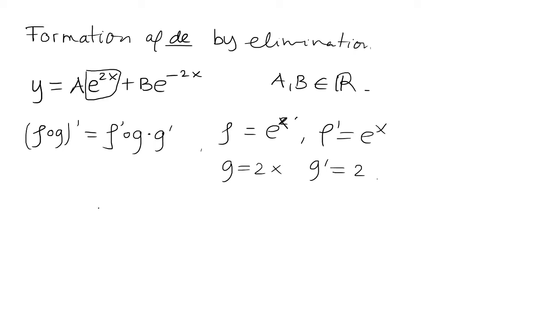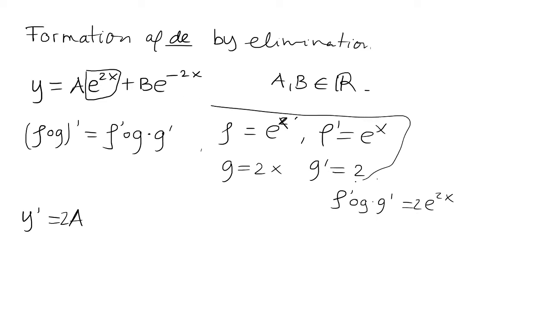I think you might be able to see now how we get to the first derivative. Of course, f composed with g differentiated gives us e to the power of 2x multiplied by 2, from the rule over here. Great. So we have that y differentiated will be 2 multiplied by a multiplied by e to the power of 2x.